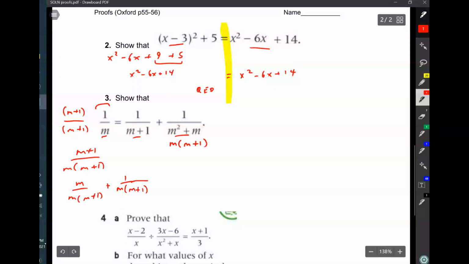And then I'm really getting close to what I have on the right side, right? Because now I could cancel this, and then I'll end up with 1 over m plus 1 plus, and then the bottom here I could combine with multiplication, and then I'll end up with 1 over m squared plus m. And so now I have exactly what's on the other side. Okay. QED. All right.